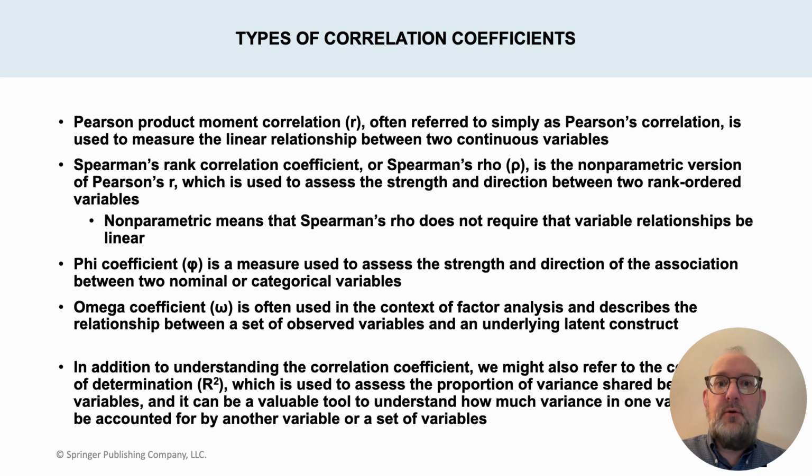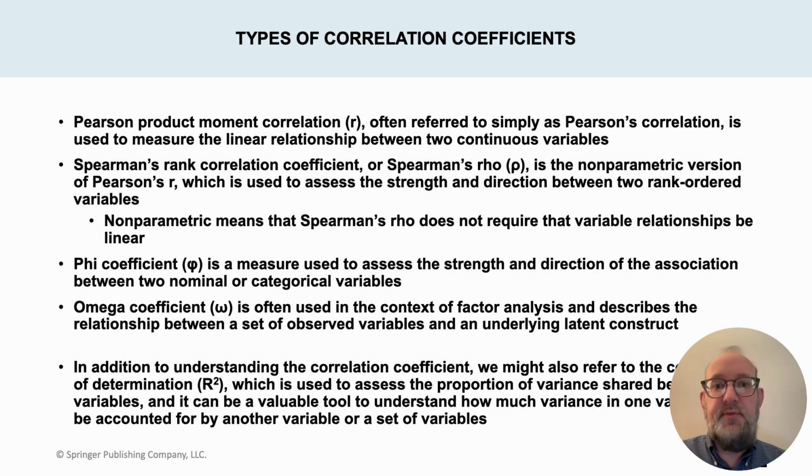Spearman's rank correlation coefficient is used when the variables are not normally distributed or when the relationship between them is not linear. Instead of measuring the relationship between the actual values of the variables, Spearman's rank correlation coefficient measures the relationship between the ranks of the variables.